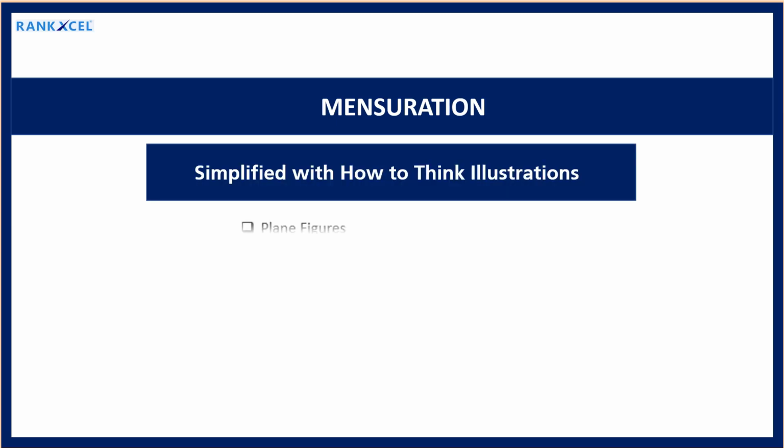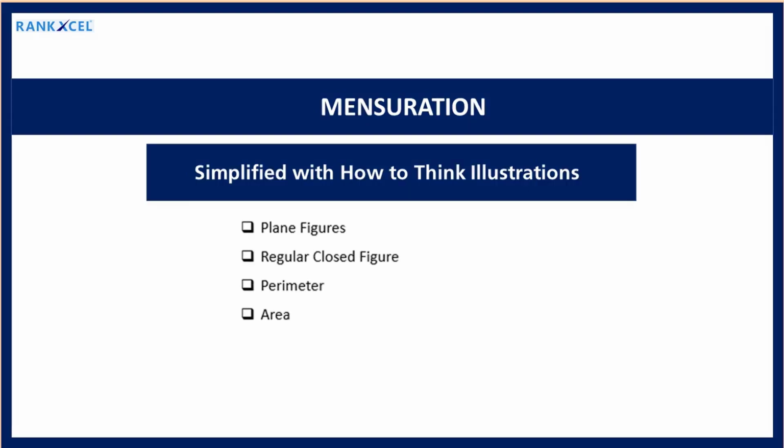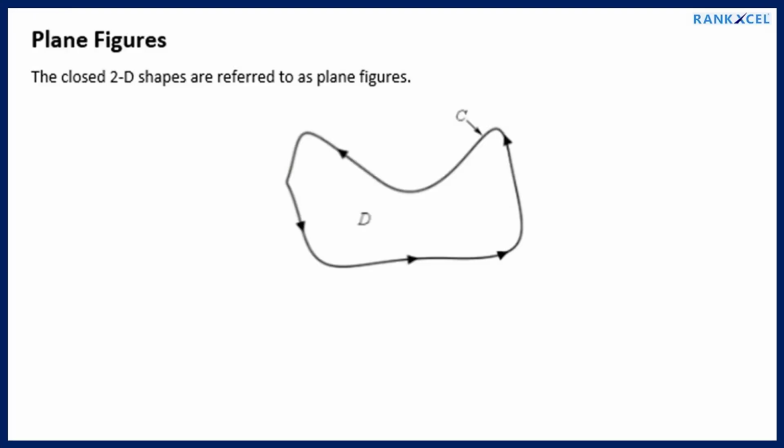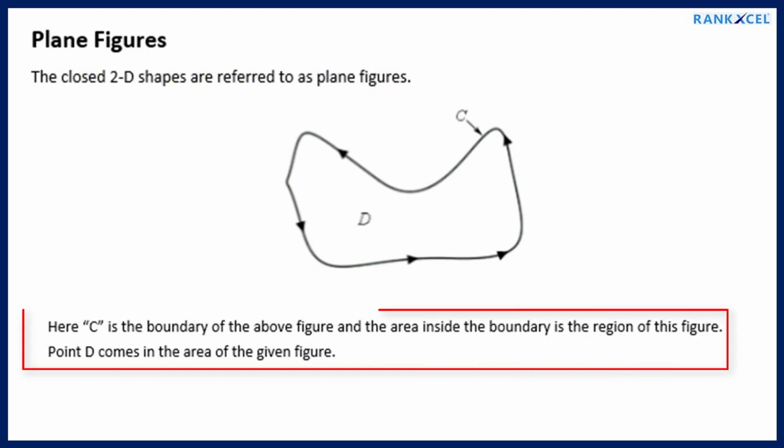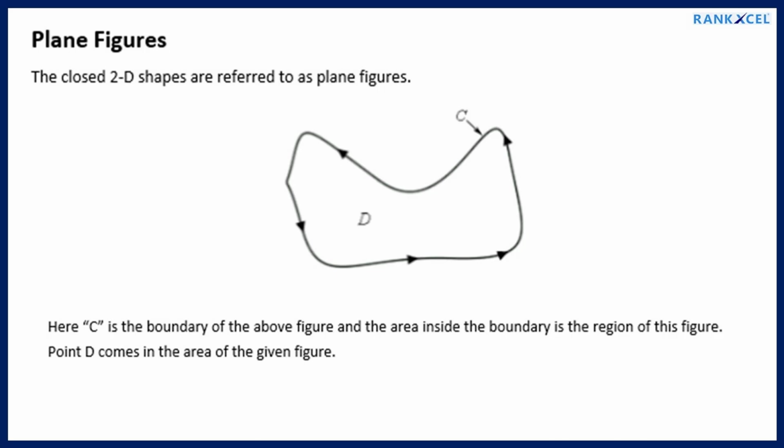The concepts covered are: plane figures, regular closed figure, perimeter, area. Plane figures. The closed 2D shapes are referred to as plane figures. Here C is the boundary of the above figure and the area inside the boundary is the region of this figure. Point D comes in the area of the given figure.